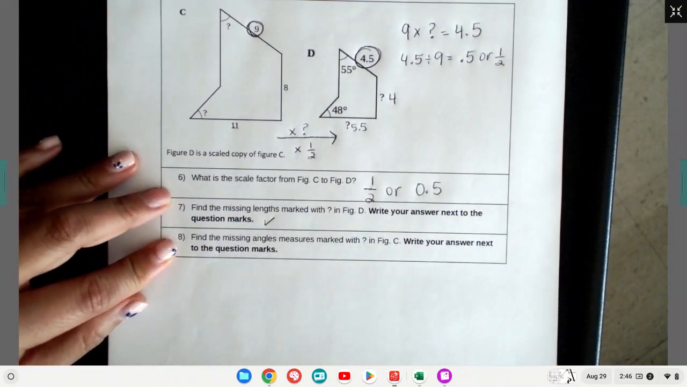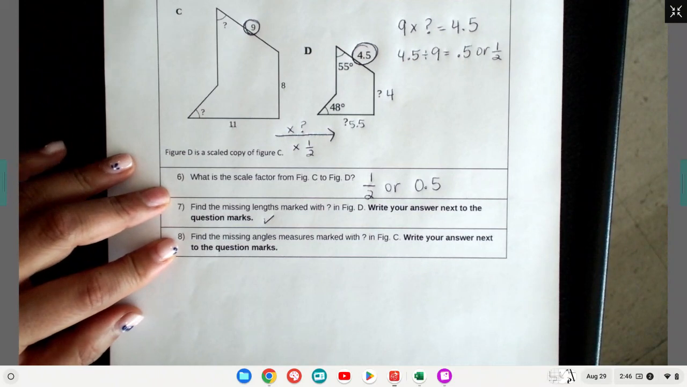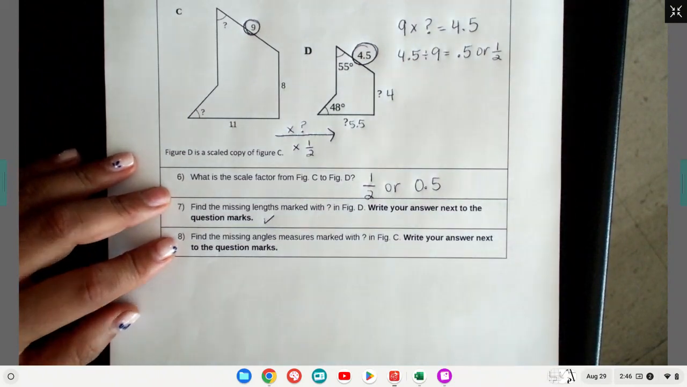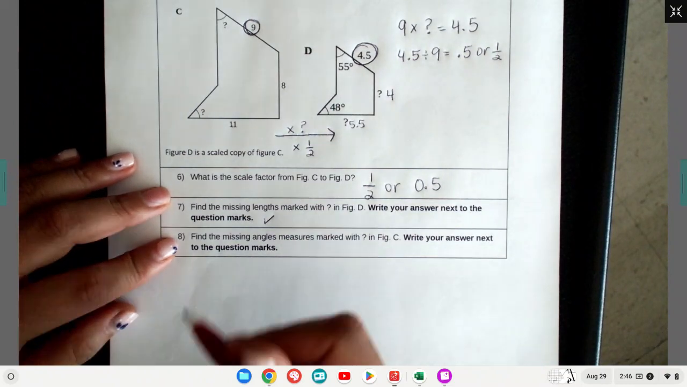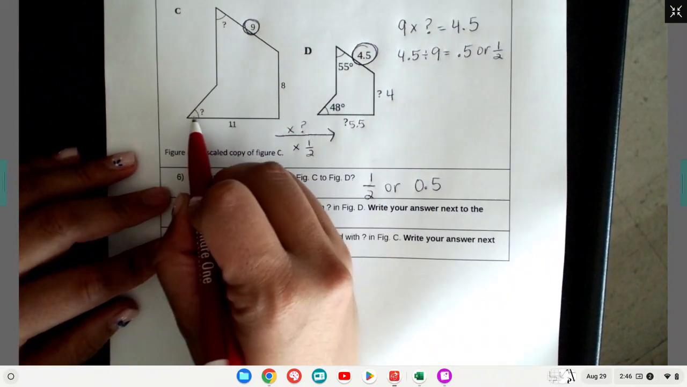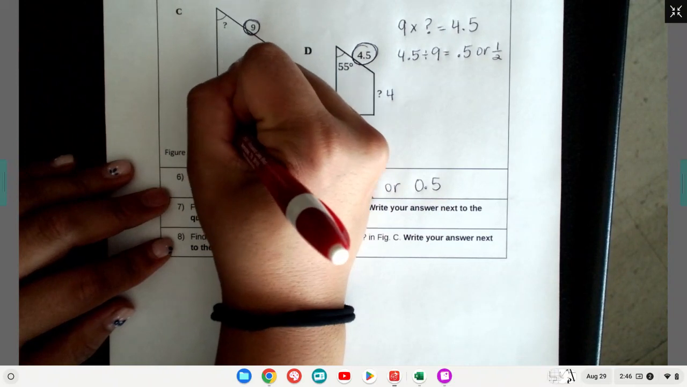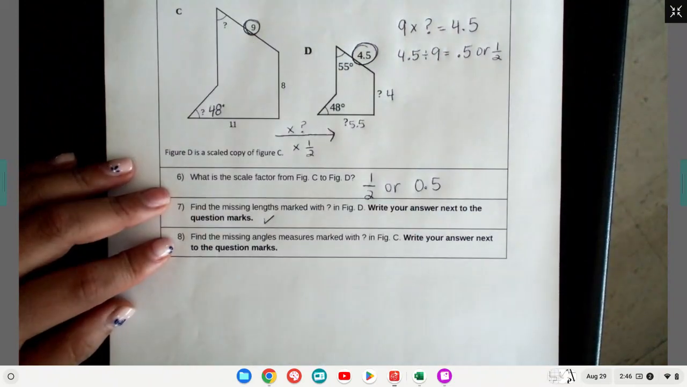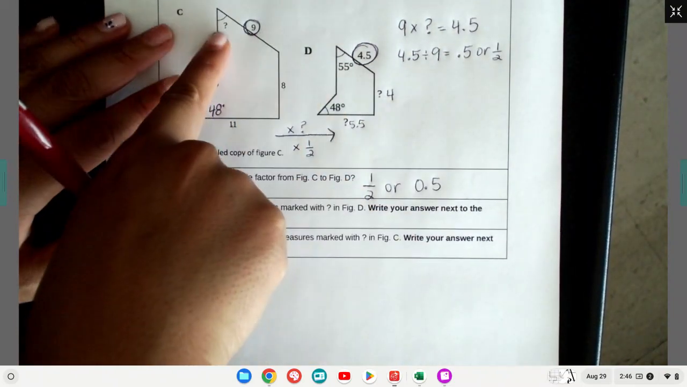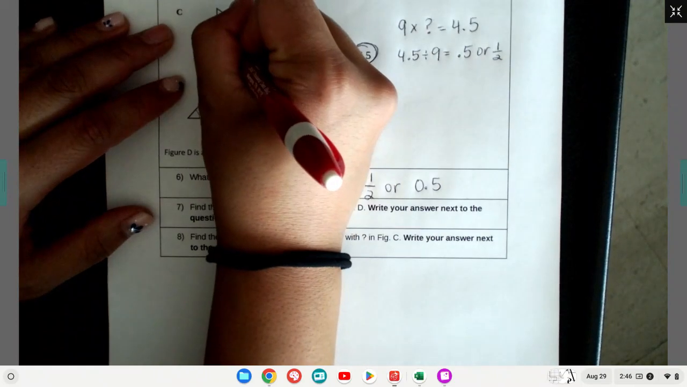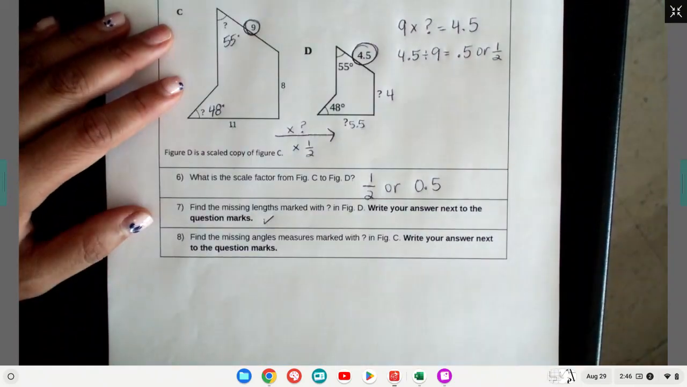It says find the missing angles, marked with a question mark. Remember we said angles in scaled copies always stay the same. So if this one is 48, that means this one in the exact same spot is going to be 48. And if this one is 55, that means this one is also going to be 55.